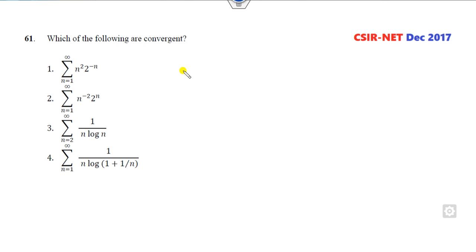Okay, now which of the following is convergent? This is very simple. Whenever you are talking about convergence, we always start from the first test, that is the nth term test. Consider a_n and find the limit. If the limit does not go to 0, then it is divergent. Remember, we will apply this test first.